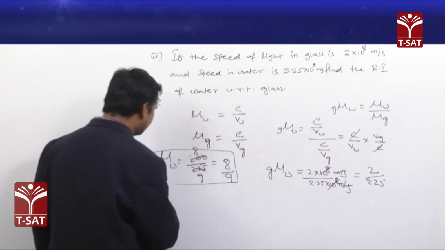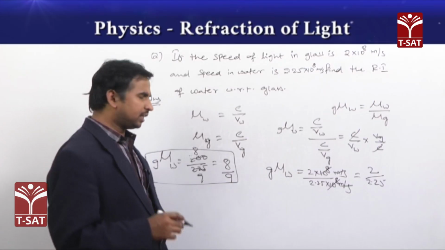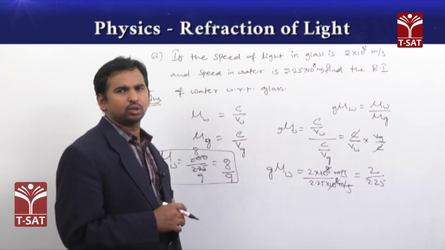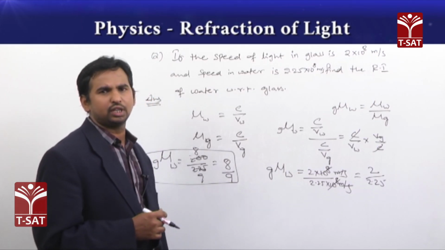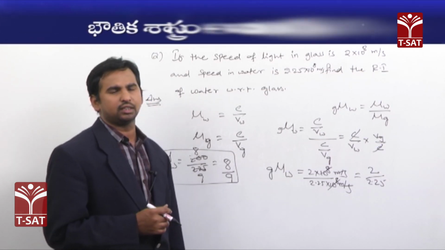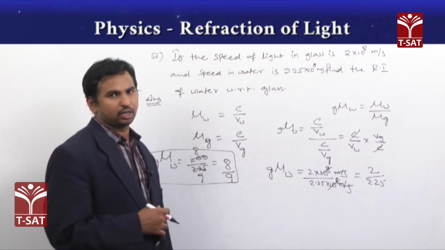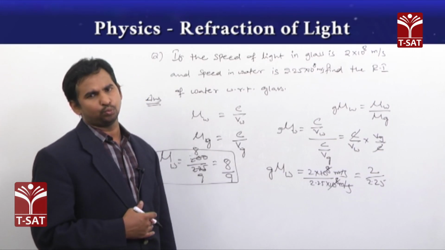If you observe, the refractive index value is less than 1. This shows that the glass has the greater refractive index, because it is a denser medium, whereas water is acting like a rarer medium here. That's why, when compared, we are getting a value less than 1.